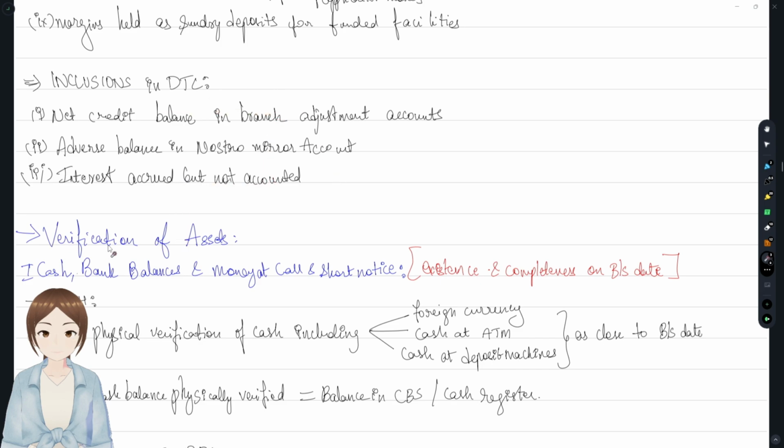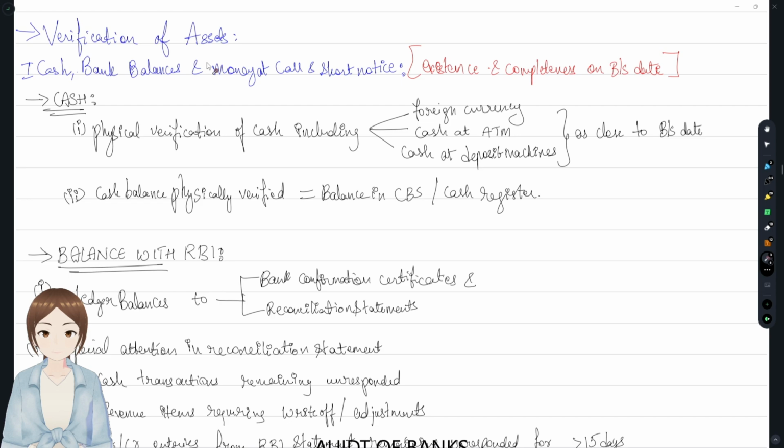That's it. And with regards to verification of assets, what do we have to check for? We have done with all the internal controls. Now we'll move on to the verification of assets. First, with regards to cash, banks, and money at call and short notice, what do we have to check for? We have to check their existence and completeness on the balance sheet. For cash, physical verification of cash, including all types of cash, whether cash in foreign currency, cash in ATM, or cash at deposit machines, that is cash depositing machines. They also work like an ATM, but ATM is only for withdrawal. This is to deposit our cash, as close to the balance sheet date.